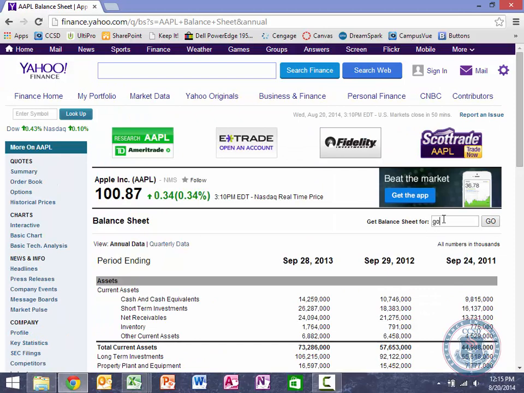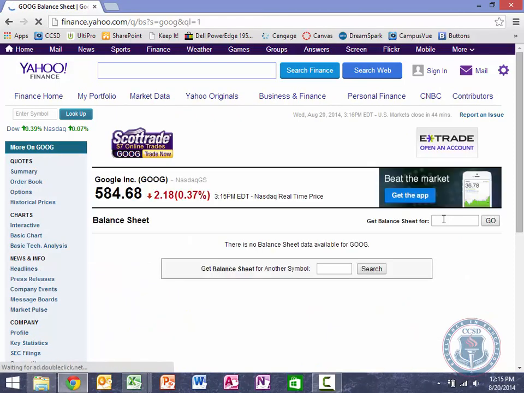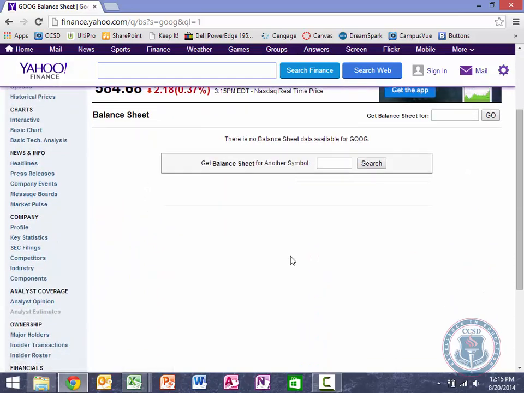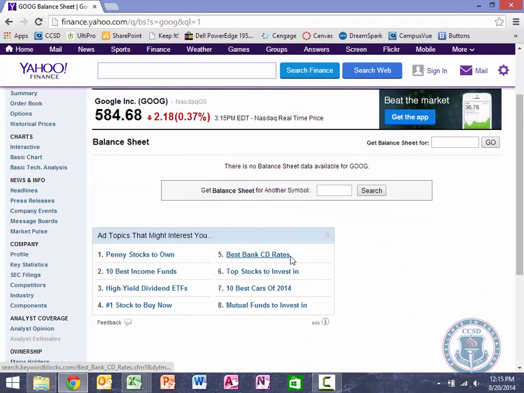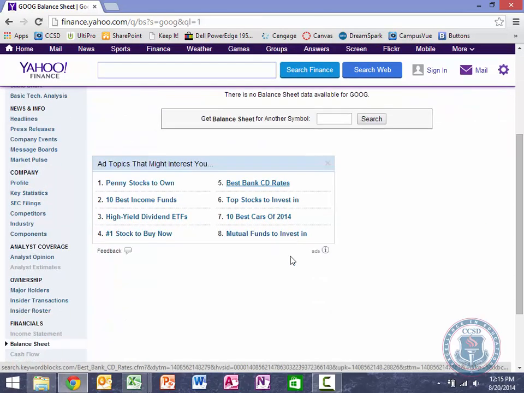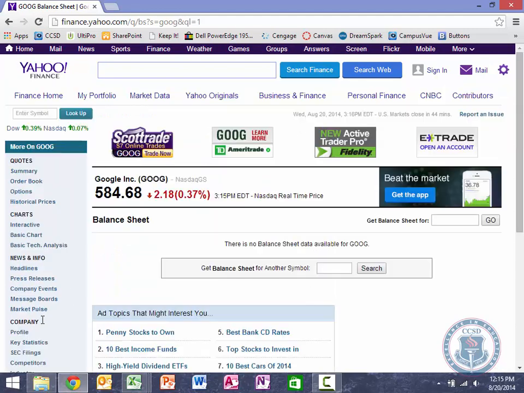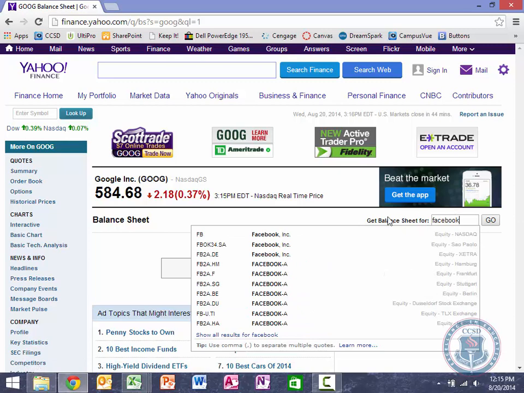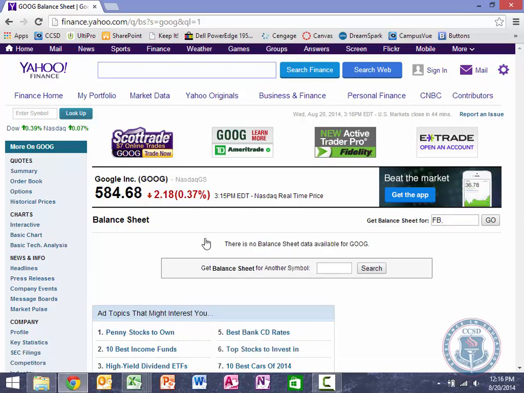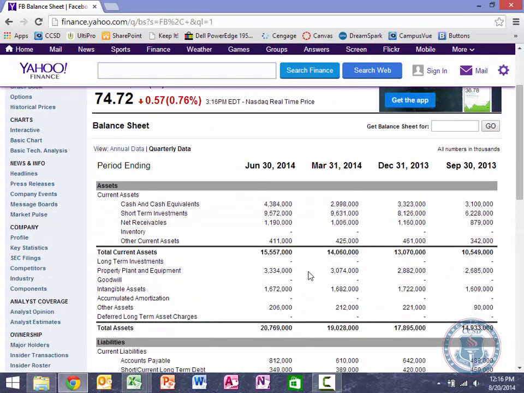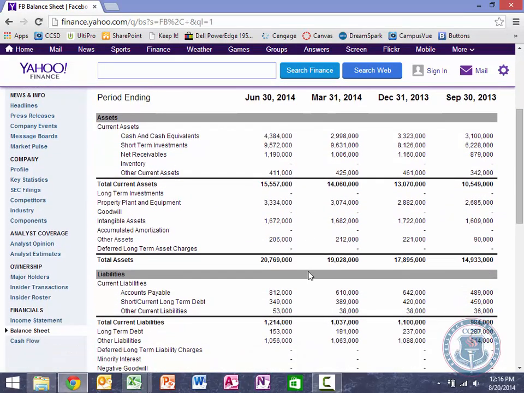Get the balance sheet for Google. No, balance sheet data. Oh, they're going out of business. No. FB. Advertising. Facebook. Here we go. Balance sheet. Now we look at Facebook.